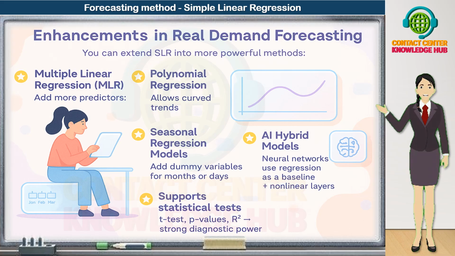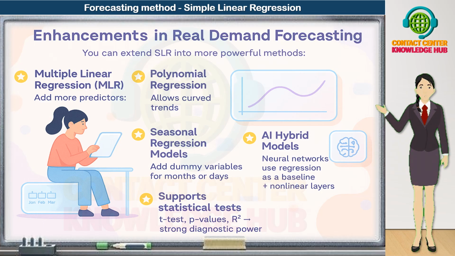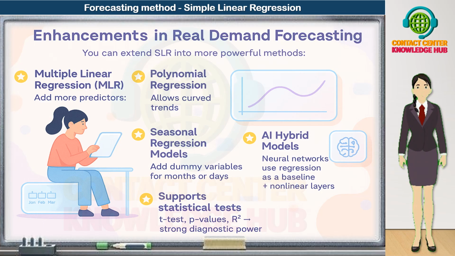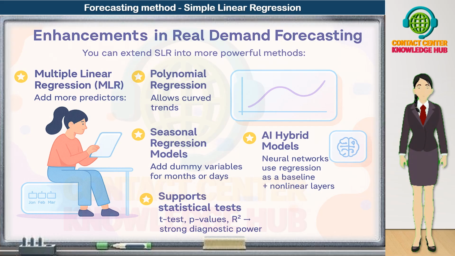Second, polynomial regression. This enhancement allows the trend to curve instead of staying perfectly straight. It's useful when demand accelerates or slows down over time. Third, seasonal regression models. These models add dummy variables for months, weeks, or days to capture repeating seasonal cycles. If your data has strong seasonality, this approach dramatically improves forecast quality.